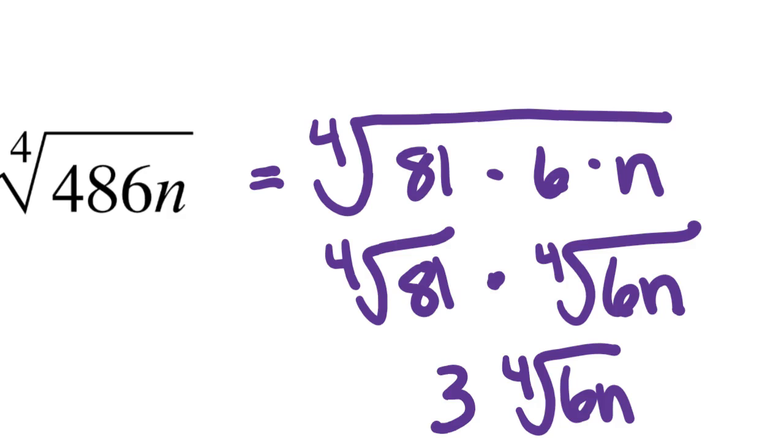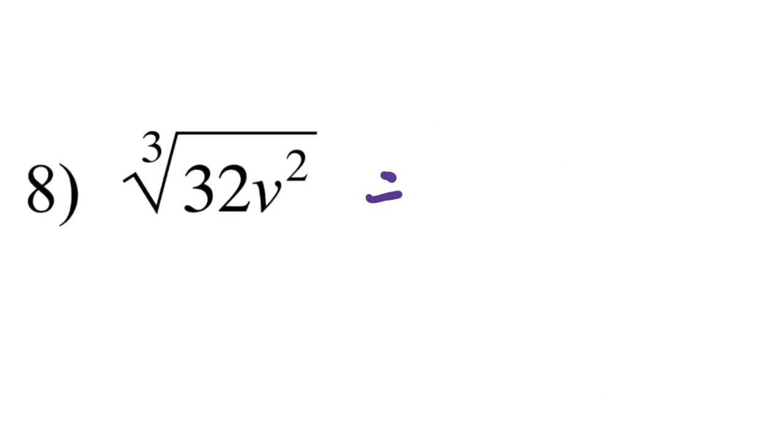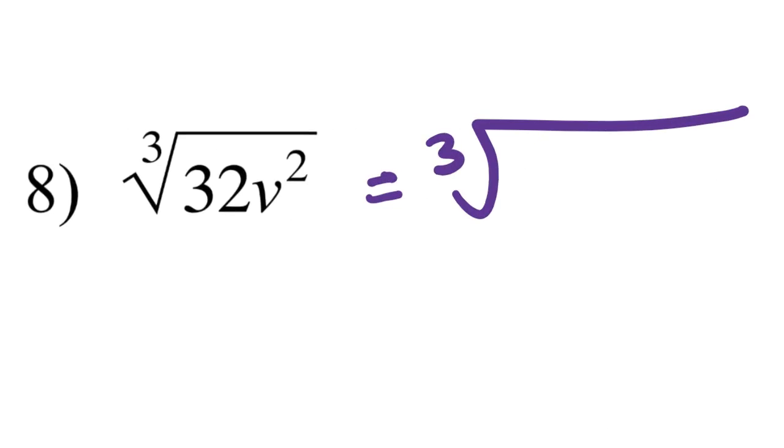All right, and the last one, number 8. It's going to be the 3rd root of, we're going to break the 32 down into what perfect 3rd would work? 8 times 4 would work, right? And then we have v squared.